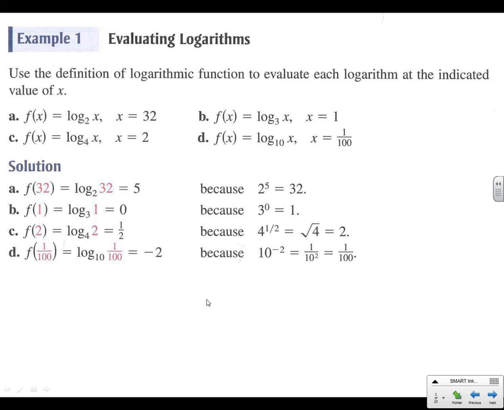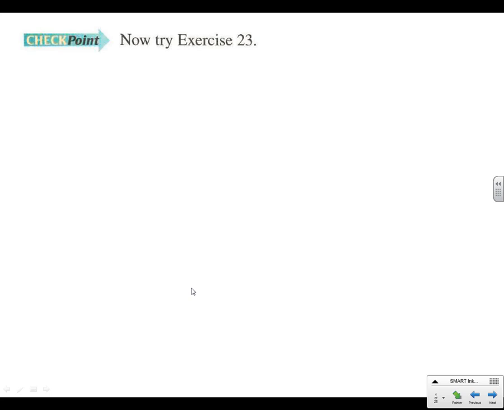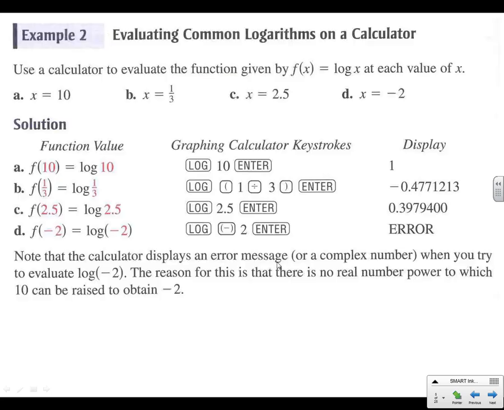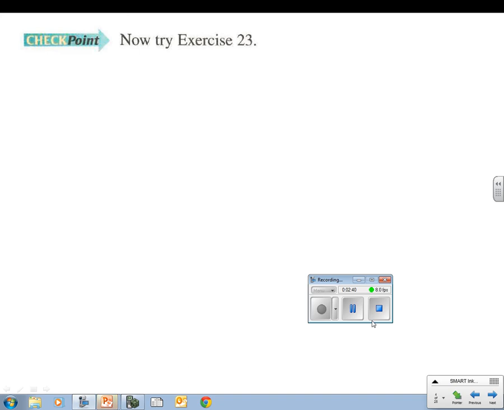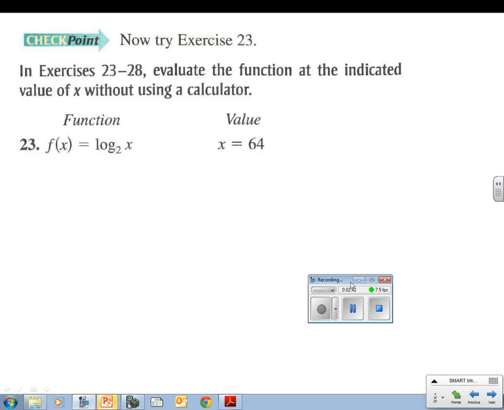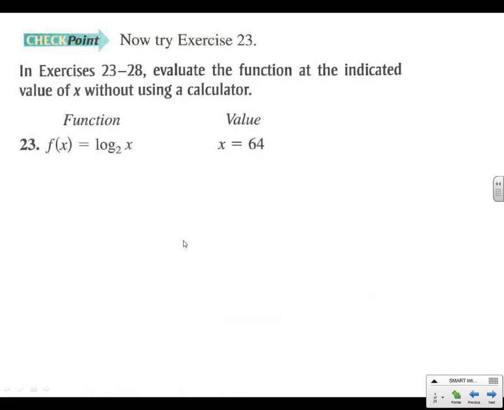Your job is 23. And that is not in there. Let me pause this a second and put that in there for you. Apologize, didn't put that in. Hold on one second. All right, there we go. That's better. Try 23 here. Log base 2 of 64.